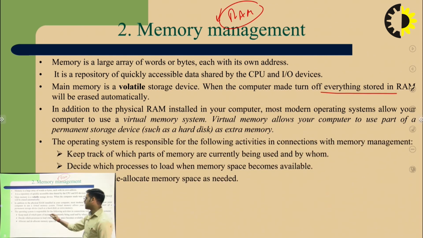The operating system is responsible for the following activities: keeping track of which parts of memory are currently being used and by whom. Next, deciding which process to load when memory space becomes available. So it is the responsibility of the OS to track different parts of memory and decide which processes are loaded into memory and which processes are erased from memory. Allocation and deallocation of memory space are needed as processes come into the RAM.